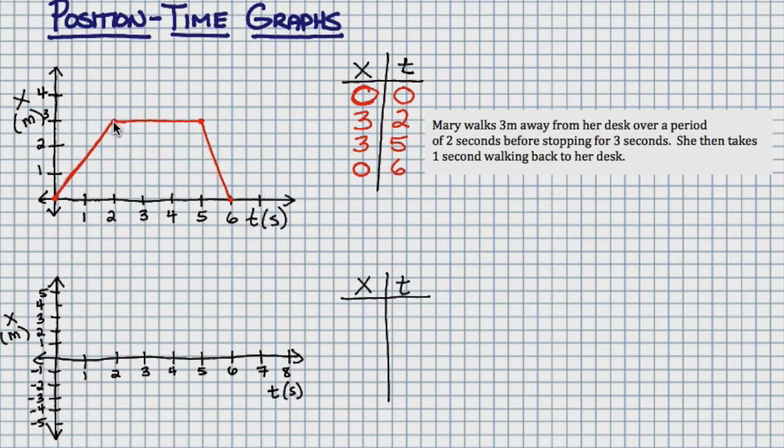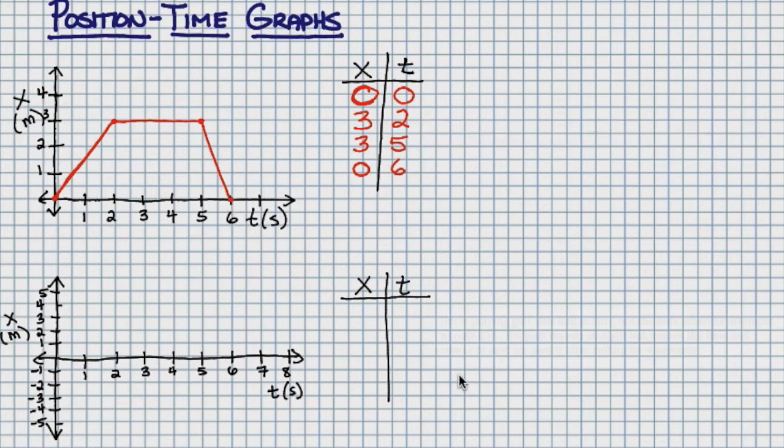Once she hits that point, she does not move for 3 seconds, so there's no change in position. Remember, position is on the Y. There's no change in the Y from 2 to 5 seconds. However, in the last second of her motion, she's traveling back to her desk. So at 6 seconds, her total trip took 6 seconds. She winds up back where she started.